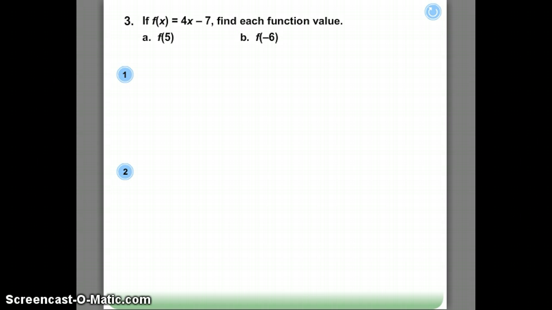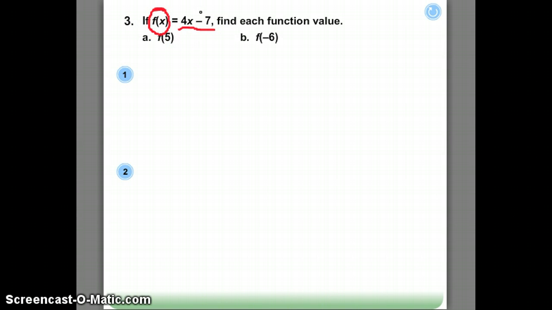Now let's do some problem solving with these ideas. Let's look at how to use a function and find the value of a function. When we write functions, we write this little f of x in front of it, and that means it's going to give you a value. The function of any number for this particular pattern is going to be 4x minus 7.